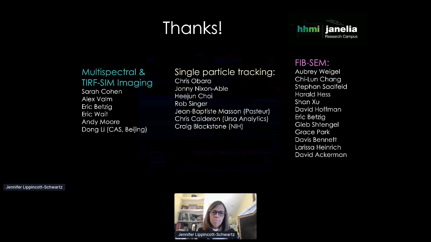Basically, I think this field is just absolutely primed to start integrating the incredible structural insights that we're getting now using FIB-SEM and other electron microscopy approaches with dynamic advanced imaging, such as single particle tracking, multispectral lattice light sheet imaging, and the TIRF, GI-TIRF SIM imaging that I discussed.